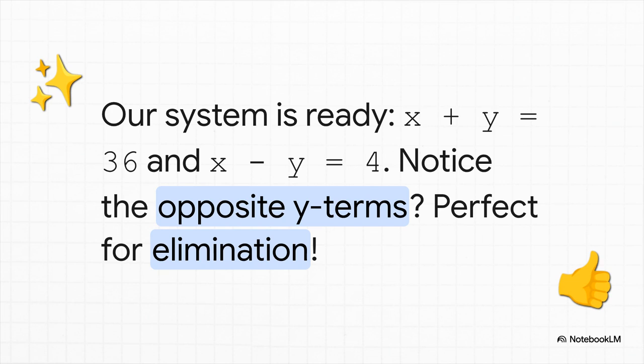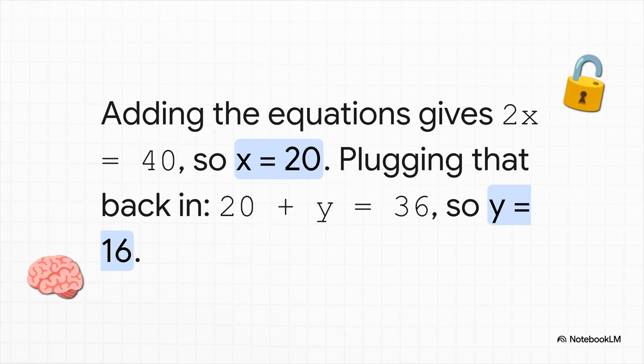And you know what's really nice about this one? The y terms are already opposites. We have a positive y and a negative y. This problem is just screaming at us to use the elimination method. So let's just add them up. The y's cancel each other out completely. X plus x gives us 2x, and 36 plus 4 is 40. The equation 2x equals 40 is about as easy as it gets.